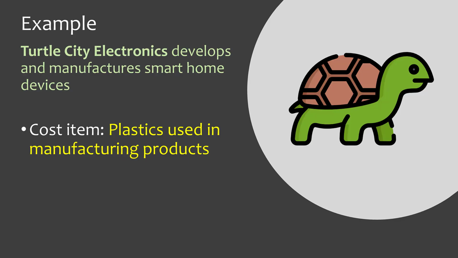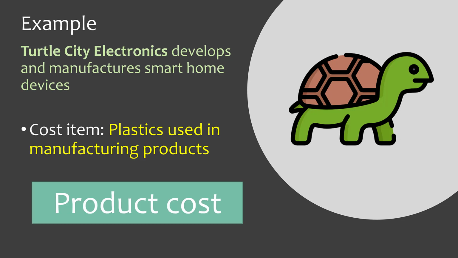Now we're going to go through an example. Turtle City Electronics develops and manufactures smart home devices. So we're going to talk about a series of costs and say whether they're product cost or period cost. So first up, we have the plastics used in manufacturing the products. Would that be a product cost or a period cost? That would be a product cost, right? Because it's part of the manufacturing of the product.